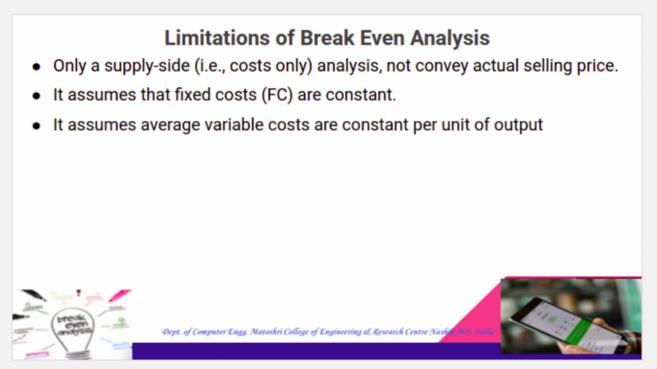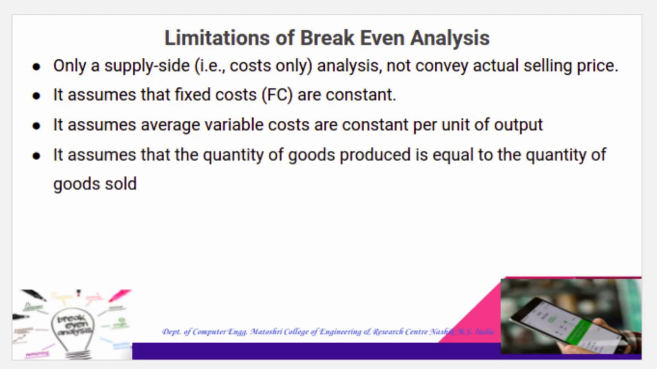It assumes average variable costs are constant per unit of output, at least in the range of likely quantities of sales, that is, it should be linear. Variable costs do not always stay the same. For example, as output rises, the business may benefit from being able to buy inputs at a lower price, which would reduce the variable cost per unit.